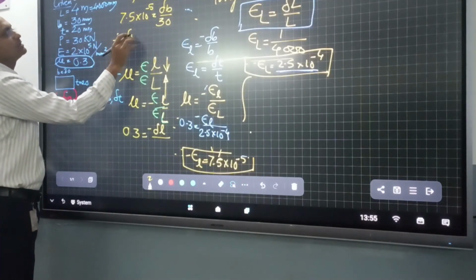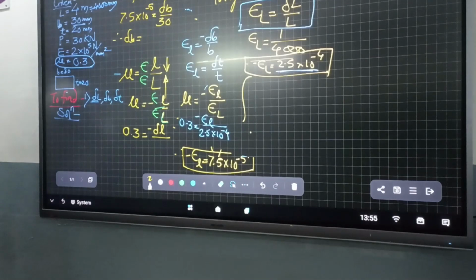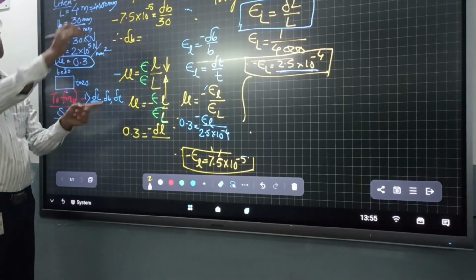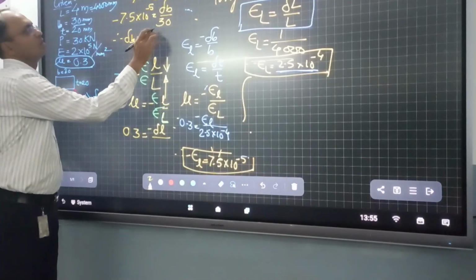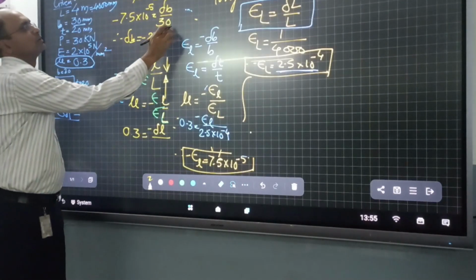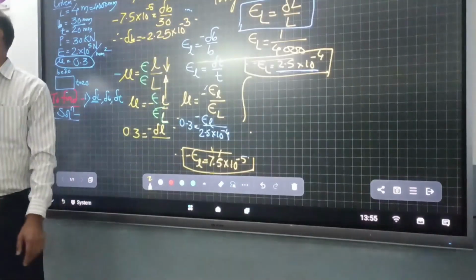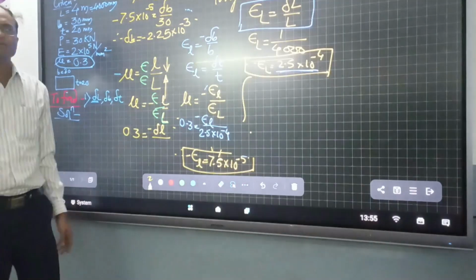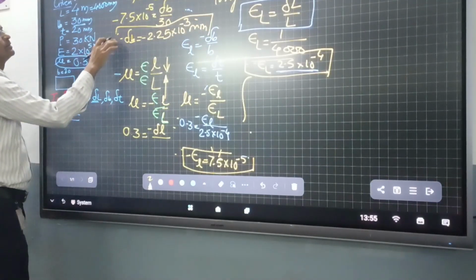Therefore, delta B is equal to 2.25, but it is with minus sign, remember. There is minus sign here. Minus 2.25 into 10 raised to minus 3. Unit bolo? Millimeter. Unit is millimeter.